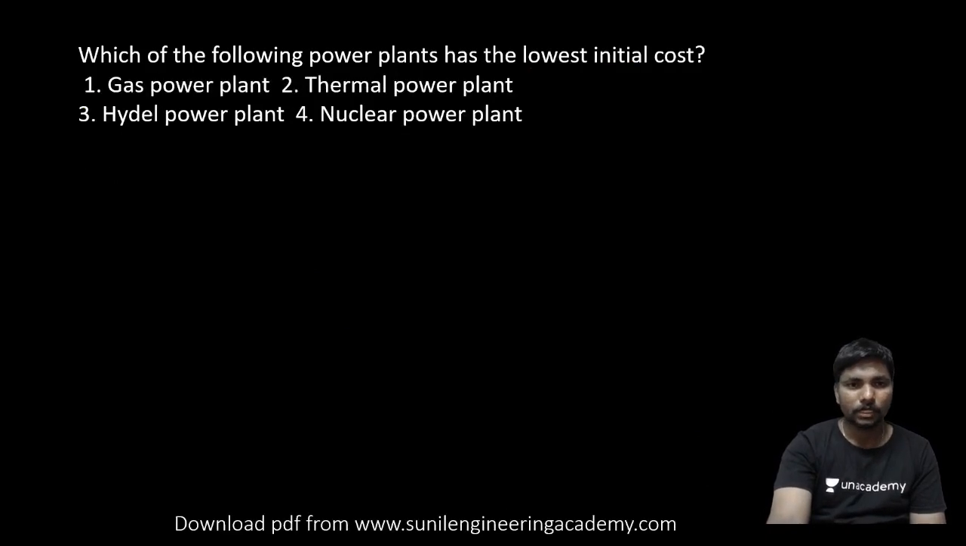Coming to the next one. Which of the following power plants has lowest initial cost? Among all this, thermal power plant is high. Hydro also, we have to construct a dam and all those, high only. Nuclear power plant also high. But gas and diesel power plants very less. So you can give the answer as option A. Gas or diesel power plants have low initial cost.